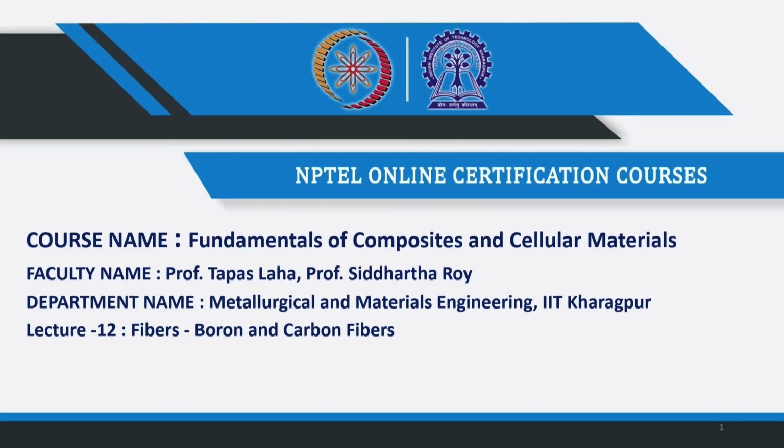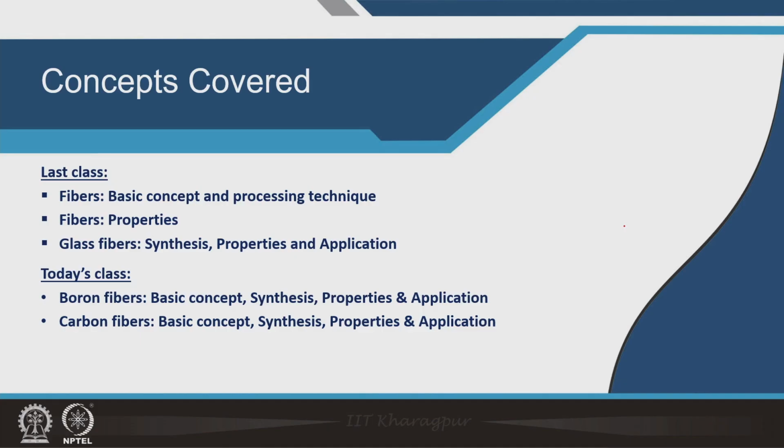So, today we are going to discuss boron and carbon fibers. In the last class we discussed the basics of fibers and their basic processing techniques. We also discussed the properties of fibers, and then we started talking about different kinds of commercial fibers. The first one we discussed was glass fiber. In today's class, I plan to discuss boron fibers and carbon fibers, and basically their synthesis, properties and application.